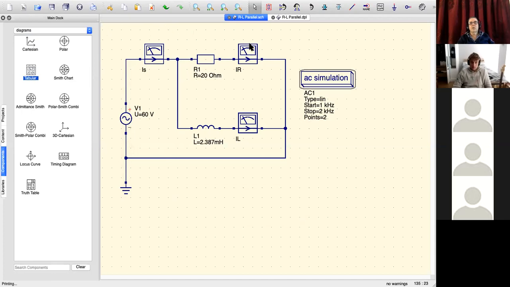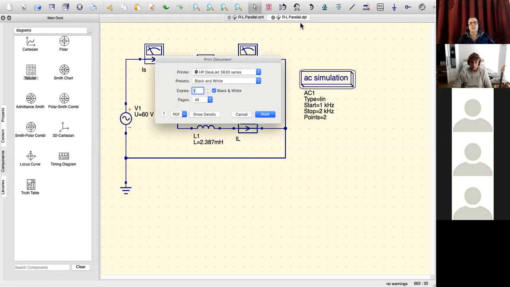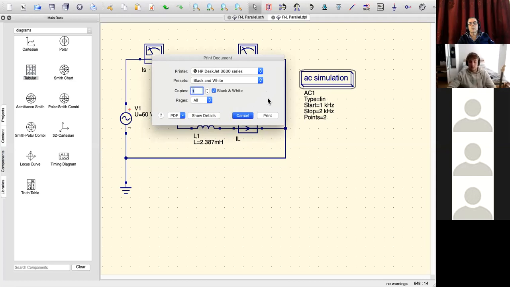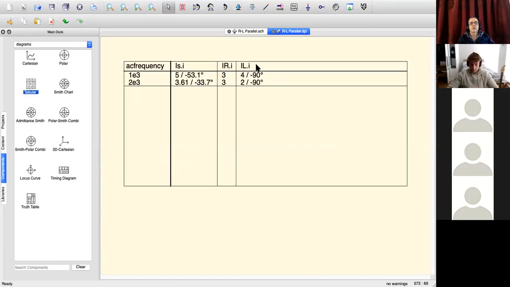Now, I need to go over here. And we can see now, this is the 1K frequency, 1 times 10 to the 3. We've got an IS of 5 amps at angle minus 53.1 degrees. IR is 3 amps, no angle, but IL is 4 amps, angle minus 90. And they're the results that we got. So it just confirms that through simulation.